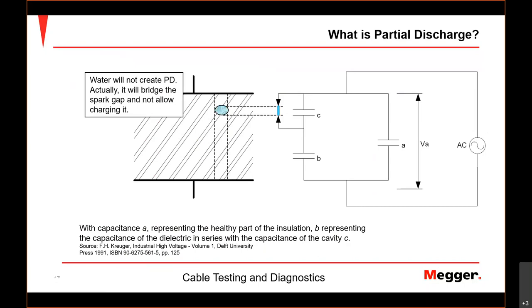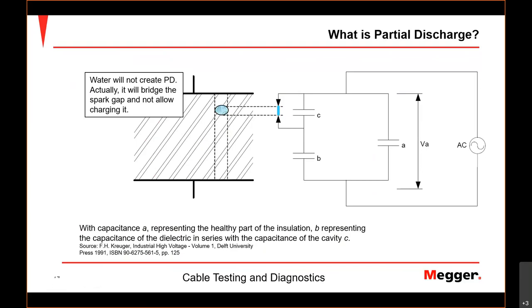If you have water in that gap, humidity or a wet joint or something, you won't see partial discharge because the water is basically bridging the spark gap and thereby your capacitor will never charge because it's always short-circuited. So water does not cause partial discharge. You might actually get partial discharge and high electric field around it because it changes your electric field. But in general, that is one thing to keep in mind: water does not cause partial discharge.